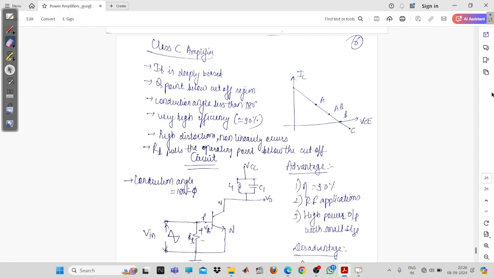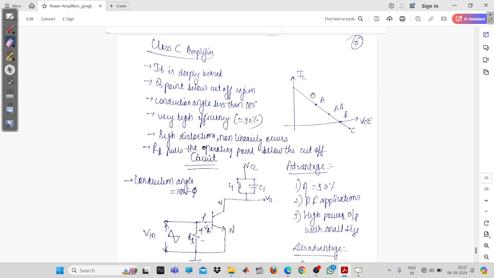So today we will try to understand the Class C power amplifier. Now we have already studied the Class A, Class B power amplifier and Class AB power amplifier. Now, to understand the differentiation between these amplifiers, you will have to take the output characteristics of the common emitter configuration.